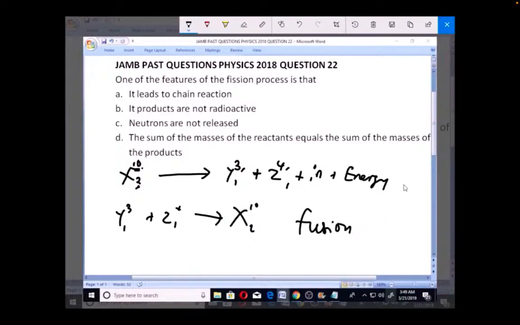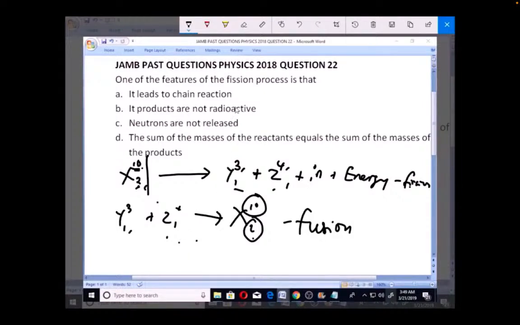These are the two types of nuclear reactions that we have. We have nuclear fission and we have nuclear fusion. So when it's fission, we're talking about the big one splitting into smaller ones. But when the smaller ones come together to form the big one, we call it fusion. So how do you know the smaller one and the big one? By checking their atomic number and mass number. So the left-hand side here is bigger than this side. So this is fission, whereas this is fusion.